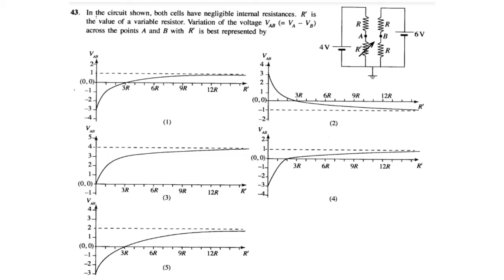So we'll check what is the VAB value when R dash is 0. When R dash is 0, there will be no potential drop across R dash. So potential at VA is also 0. Then VAB is VA minus VB. VA is 0, VB is 3. Then VA minus VB is minus 3. So at 0, VAB is minus 3. Then we'll go for another value.